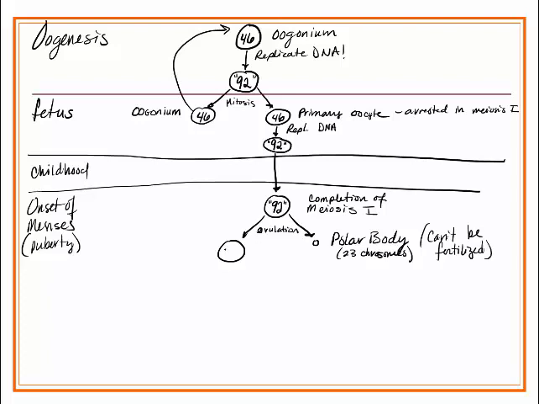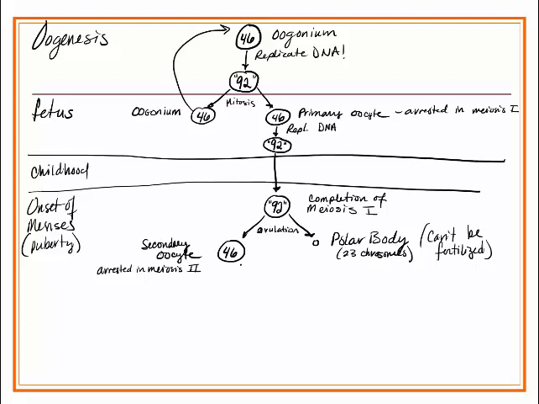The other daughter cell has all the cytoplasm and the organelles and 46 chromosomes. That one is now called the secondary oocyte. Now, that secondary oocyte is going to be arrested in meiosis II. So in the second division phase of meiosis. It can only finish that division phase if it's fertilized.